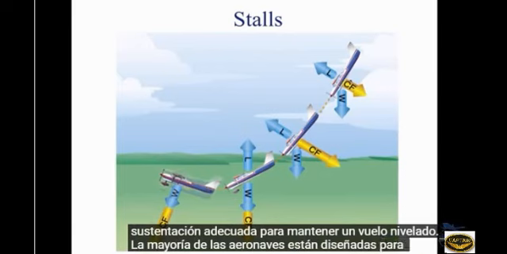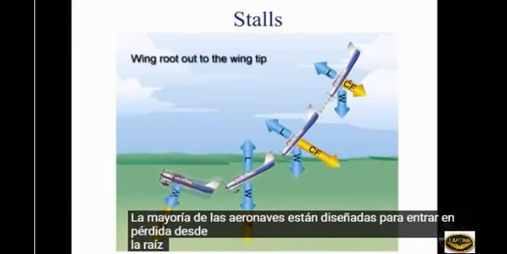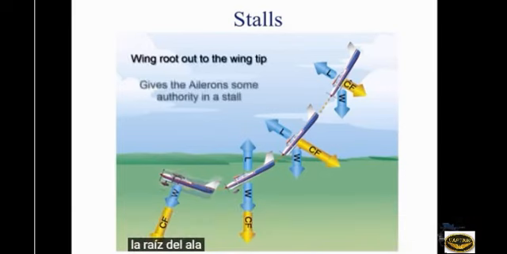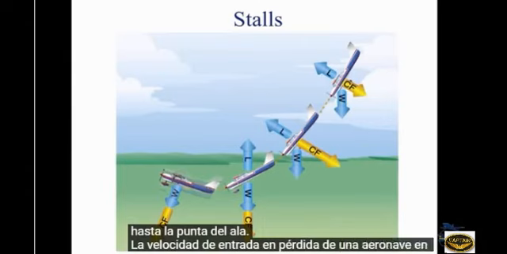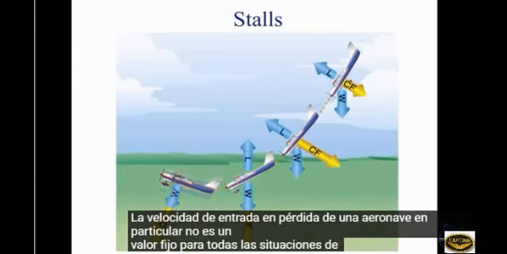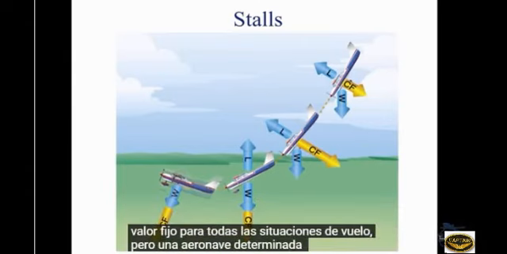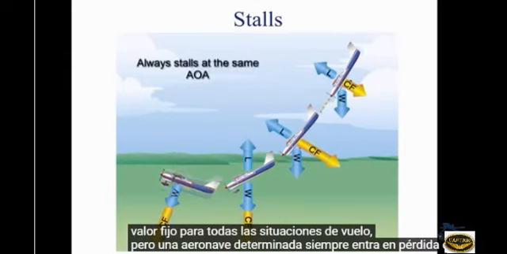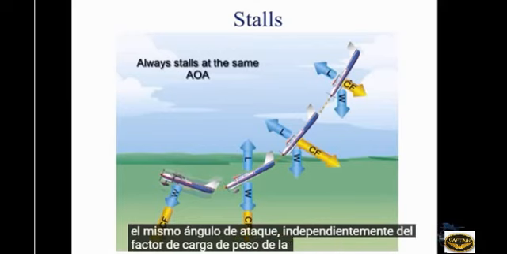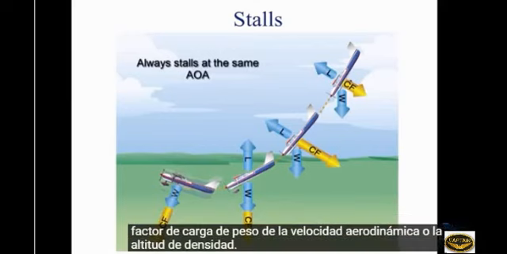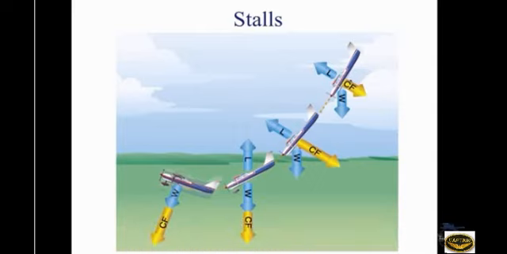Most aircraft are designed to stall from the wing root out to the wing tip. This provides the ailerons with some authority during a stall. The stalling speed of a particular aircraft is not a fixed value for all flight situations. But a given aircraft always stalls at the same angle of attack regardless of airspeed, weight, load factor, or density altitude.